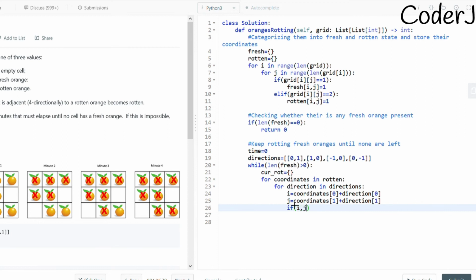Now I check whether this coordinate is some sort of fresh orange. If this is the coordinate of a fresh orange, then what do I do? I just remove them from my fresh orange dictionary. Why? Because now they are rotten.